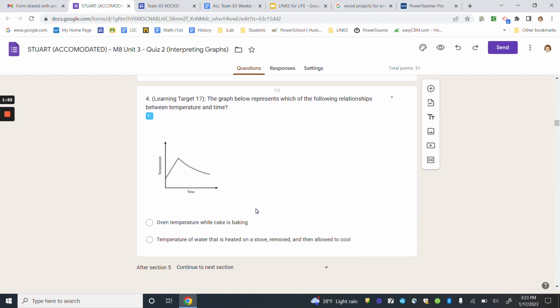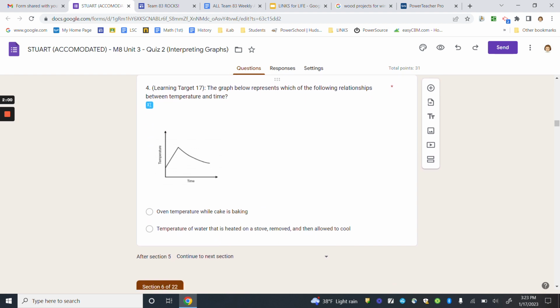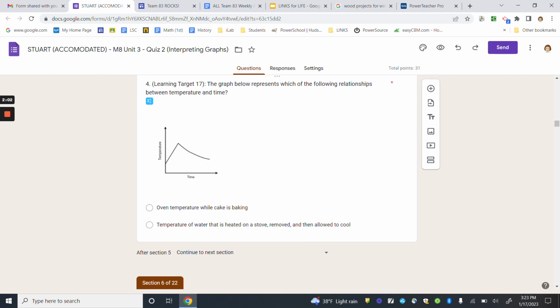Number 4, the graph below represents which of the following relationships between temperature and time? Is it the oven temperature while a cake is baking? Or is it the temperature of water that is heated on a stove, removed, and then allowed to cool?